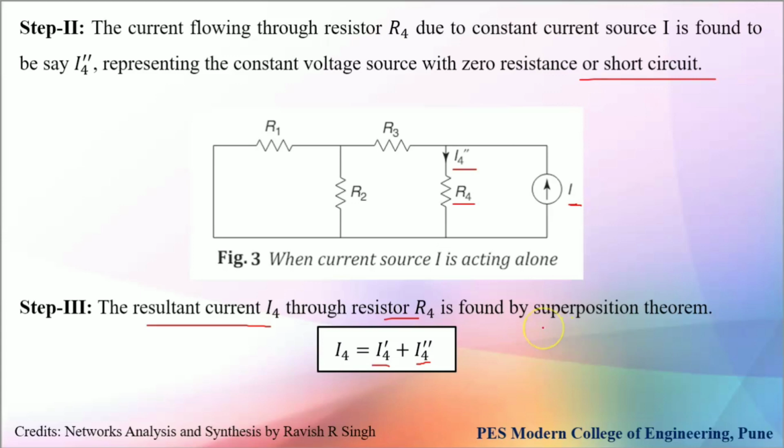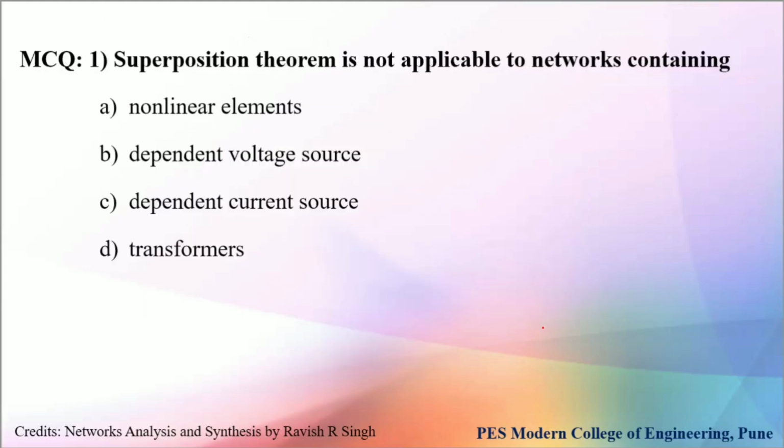Find the total current flowing through the element by using superposition theorem. Here are some MCQs on superposition theorem. You have to find the correct answer and write it in the comment box.